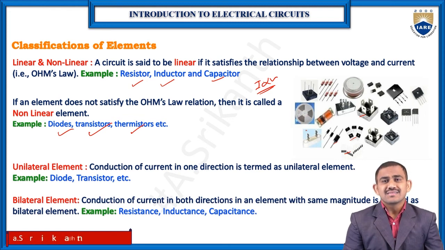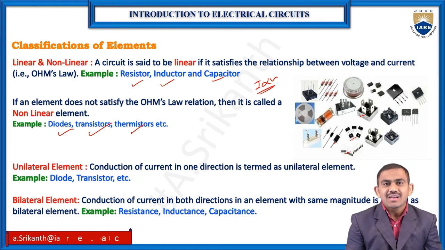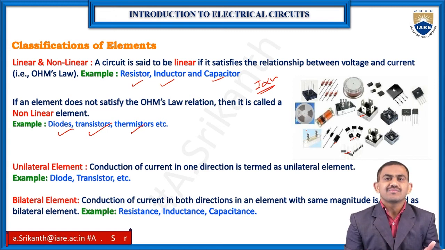Again, we have more: unilateral and bilateral. Simple. Unilateral means uni, so one direction. Bilateral means bi, two directions. So, the current flowing in one direction means unilateral. Current flowing in both directions means bilateral. In simple words, you can remember like this. Unilateral means we have only one direction. You can observe the example also: diode, transistors, IGBT, MOSFET, those are unilateral.